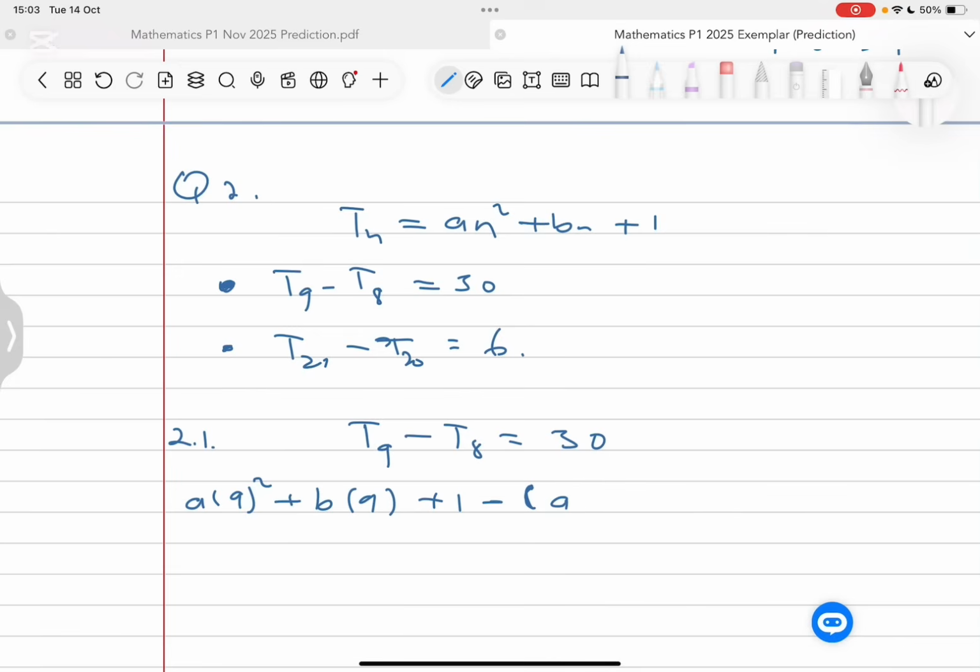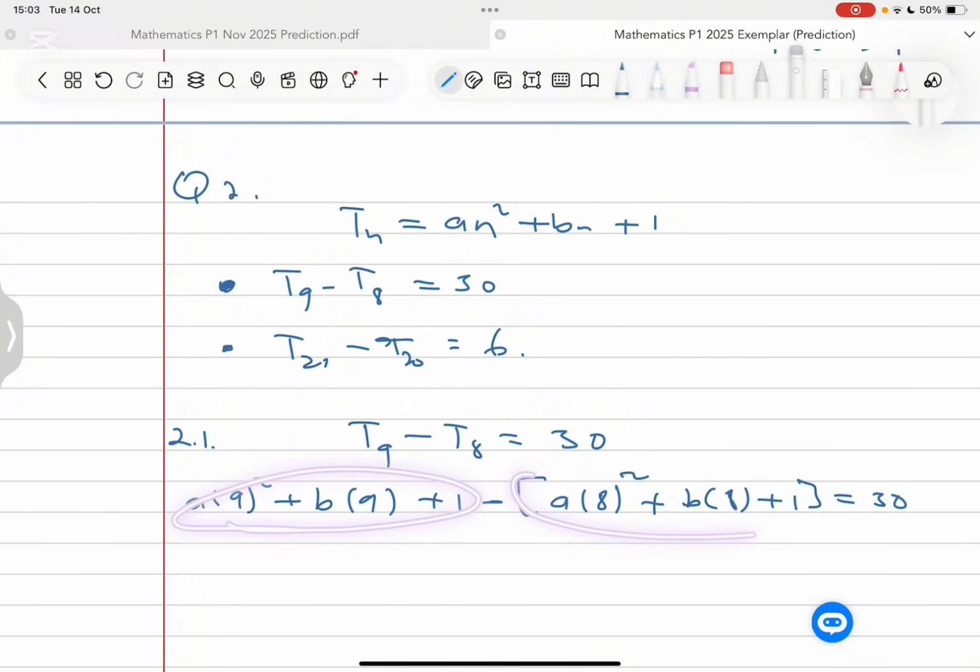I'm going to have an a again here, but now we have an 8. So this will actually develop into a square bracket because I have other brackets in there. So I have an 8 squared. I'm going to have b times 8, and I'm going to have plus 1. I'm going to close the square bracket, and we're saying this will give us 30. So what I've done now is that I've put an 8 in terms of n, because we know that this is the 8th term. So our n is 8 there. But we're saying that if you take the difference between these 2 terms, they must give you 30. That's what we are given in the original statement.